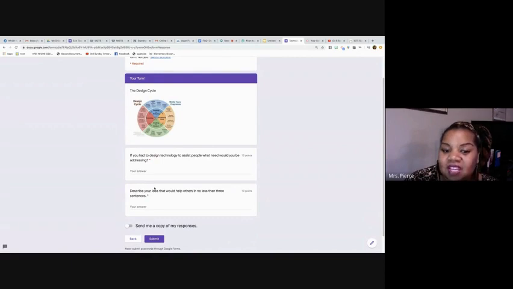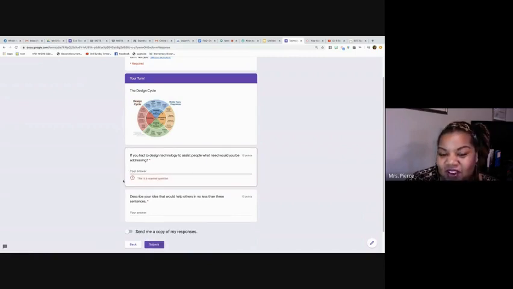Describe your idea that will help others in no less than 3 sentences. I don't mind if you want to go into detail and describe and write out your whole thing, but it has to be at least 3 sentences. Okay, guys? So when you are finished, you're going to go ahead and hit submit. If you skip these answers, it won't let you, right? It's going to say it's required. So you're going to need to put in your answers.